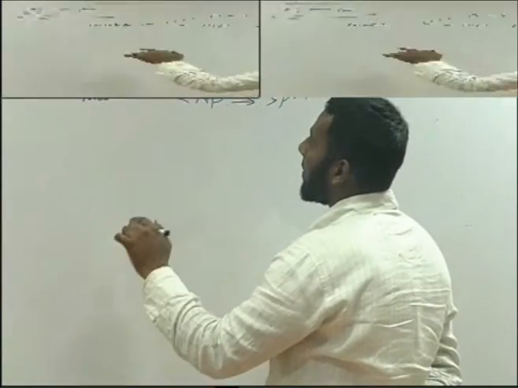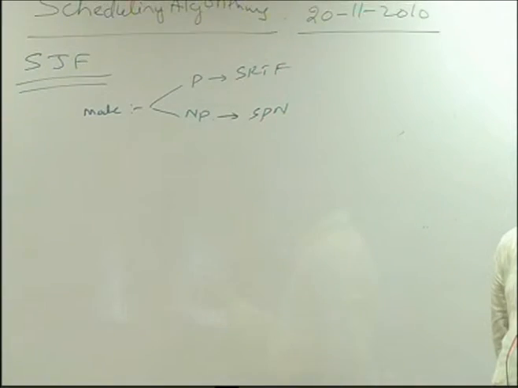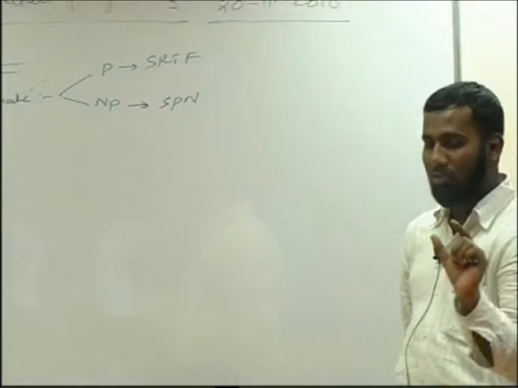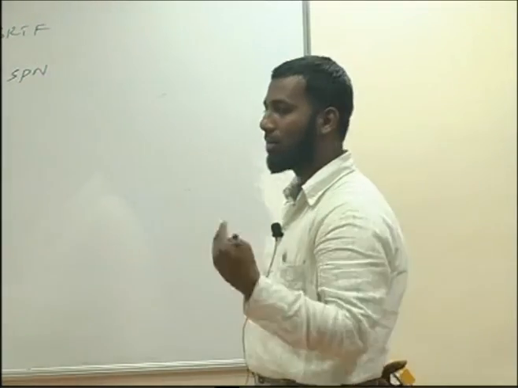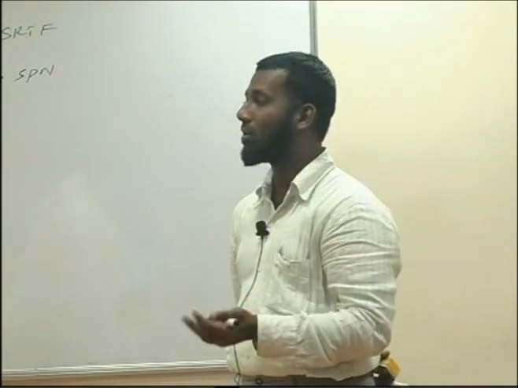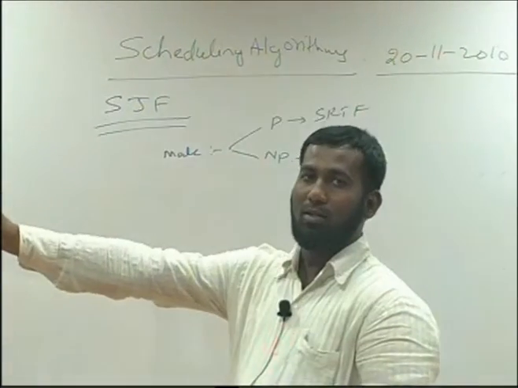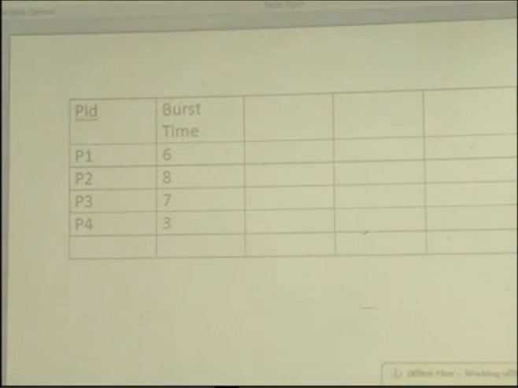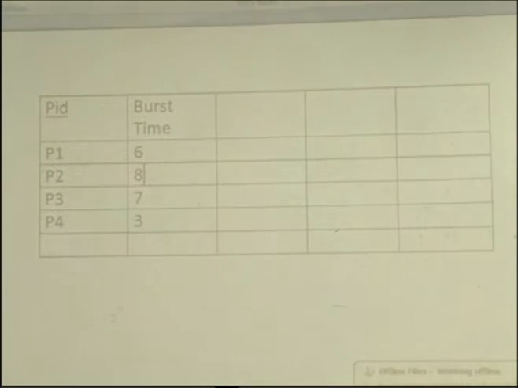Here the criterion on which a scheduling algorithm will select one of the n available processes is the burst time. The smaller the burst time, the higher priority it will be given for getting the process selected for scheduling. Now, when we see this table, there are 4 processes: process P1, process P2, process P3 and process P4, and their respective burst times are 6, 8, 7, and 3.